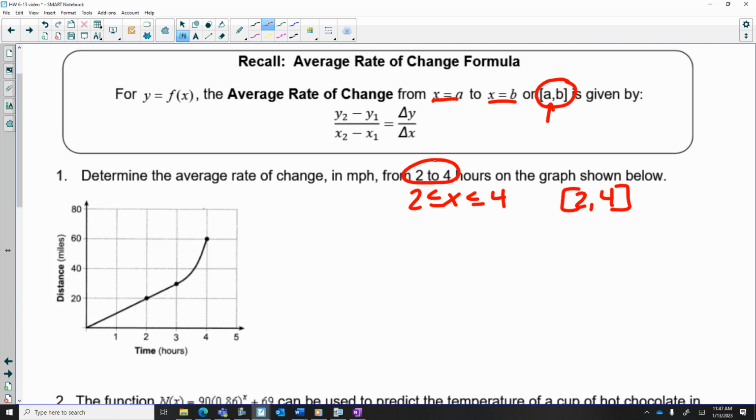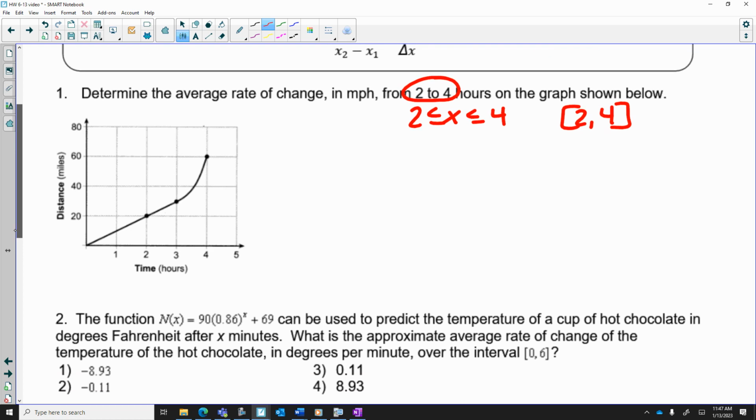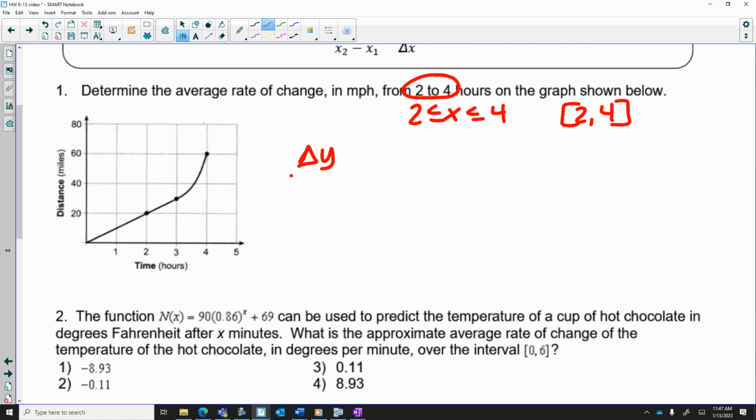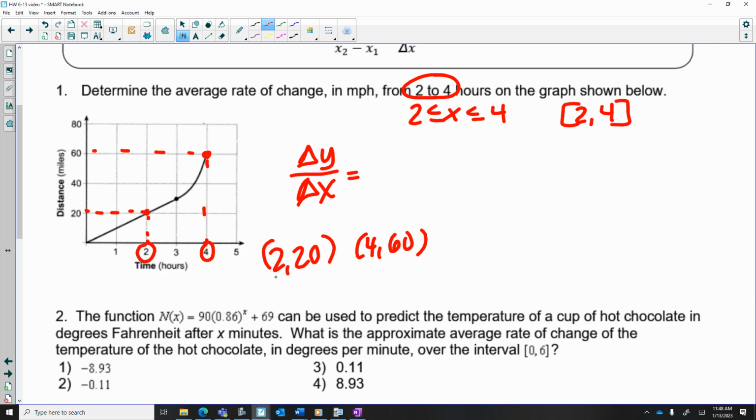So we're going to look at this first one, which is a review question that you guys actually did in the past. So this is going to be change in y over change in x. If we look at x equals 2 and x equals 4, we're interested in the average rate of change over that interval. So at x equals 2, it's going to be the point 2 comma 20. And at x equals 4, we see we have 60. So we're going to do change in y over change in x, okay?